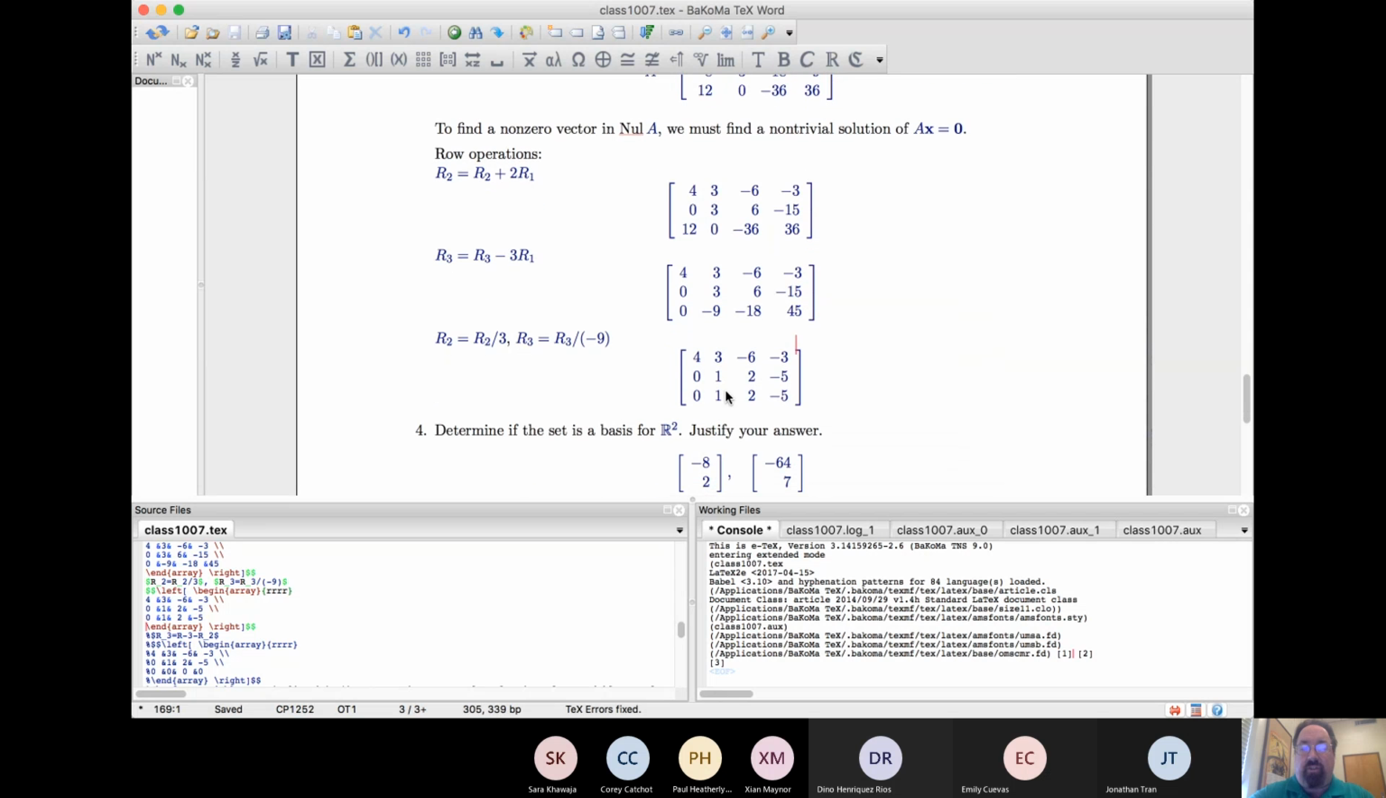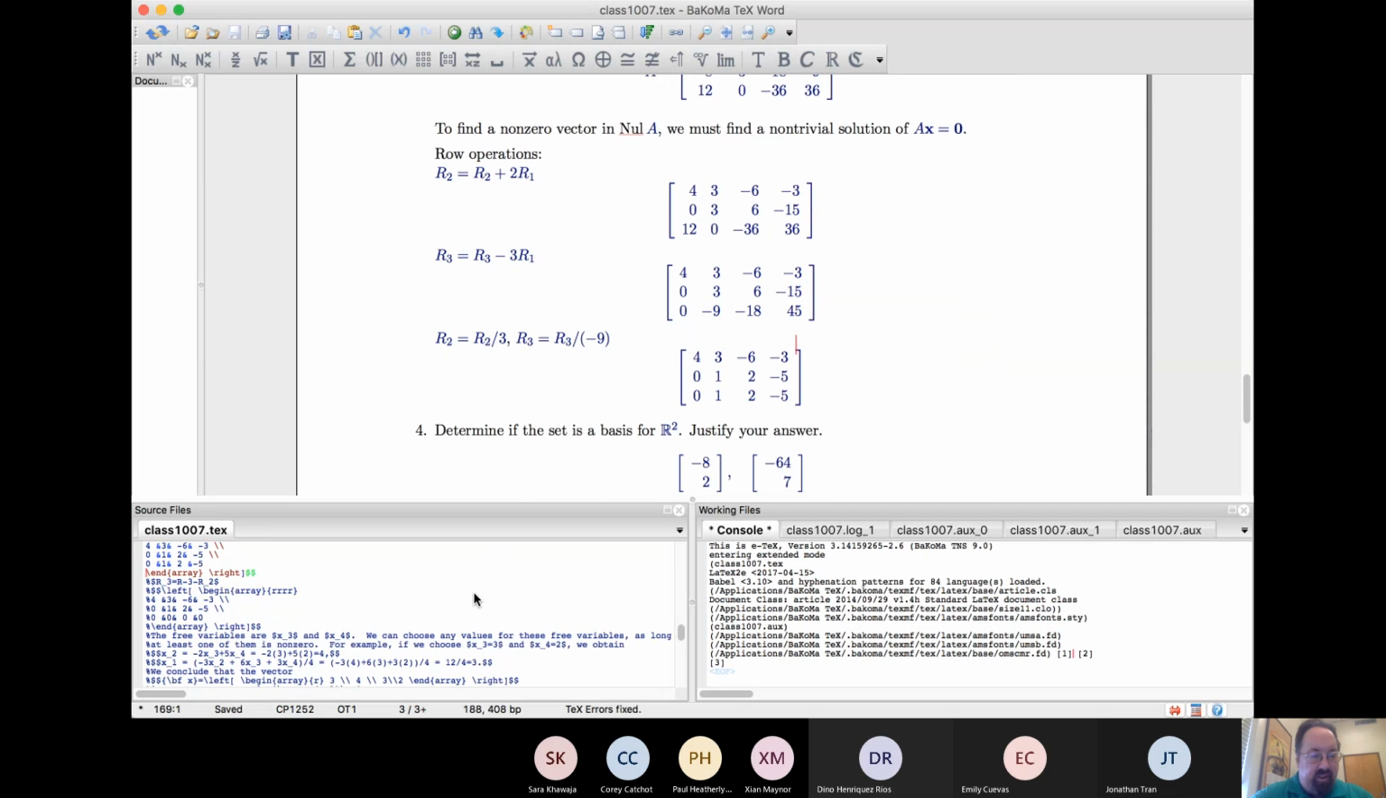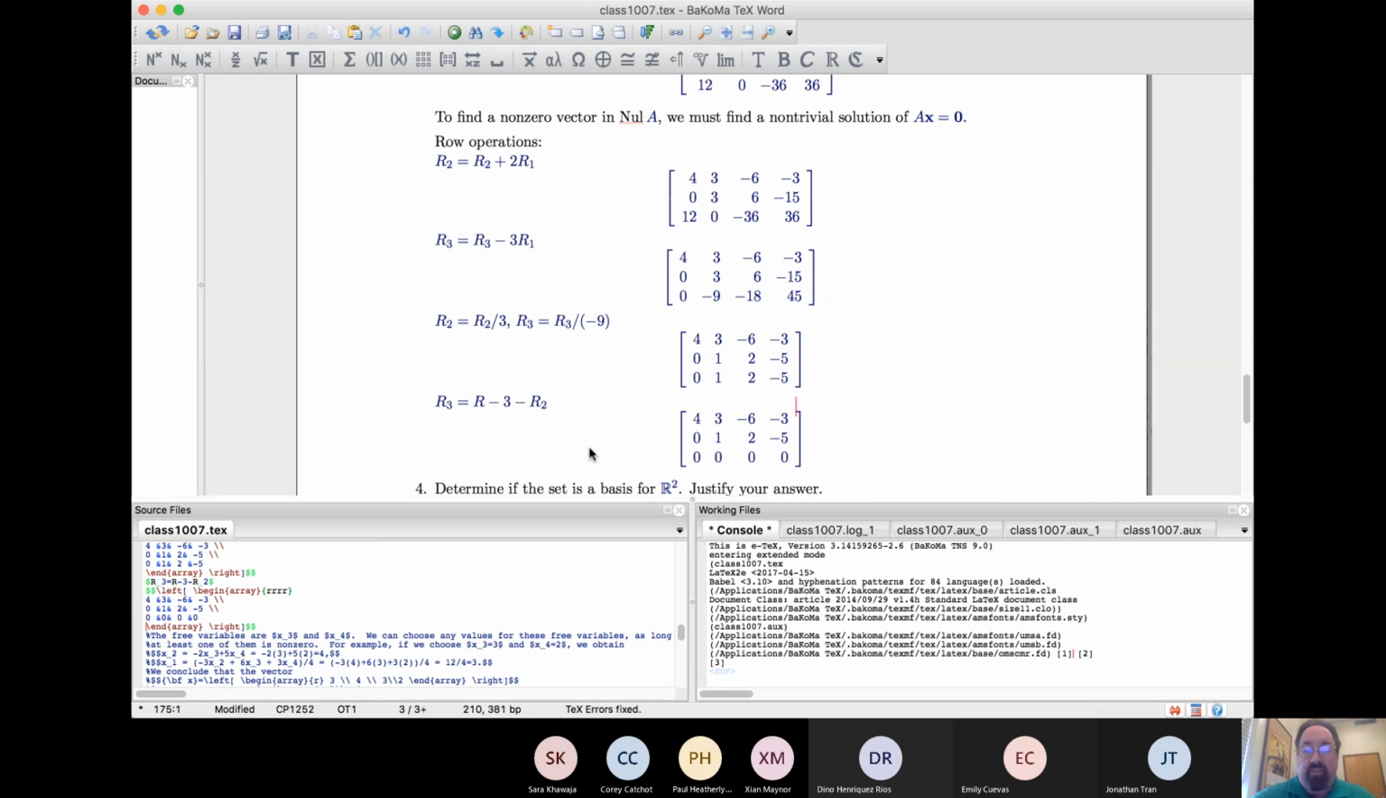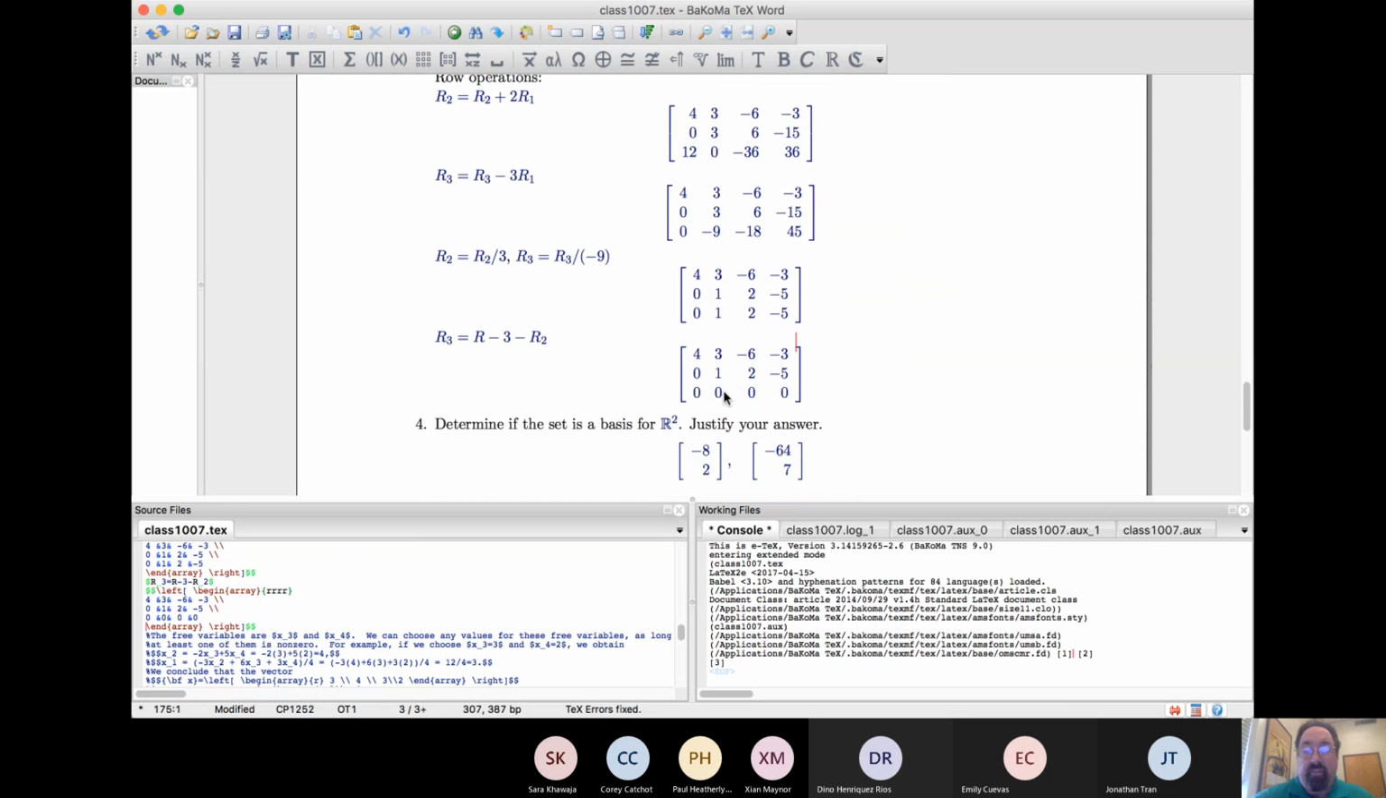Sorry, first I divided them to make the entries 1. And now it's even more obvious that the second row is going to cancel out the third one. So now we have a row of all zeros. Here are the pivot positions, the 4 here and the 1 here. So x3 and x4, these columns do not have pivot positions. So these are the free variables.